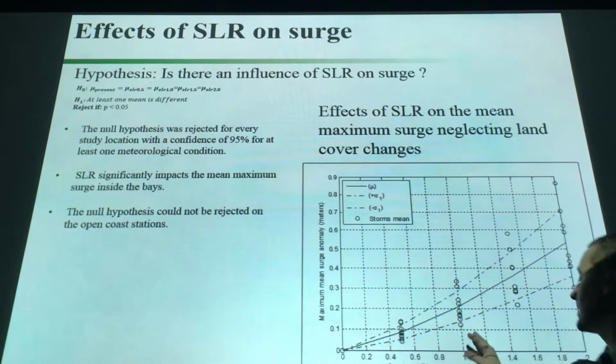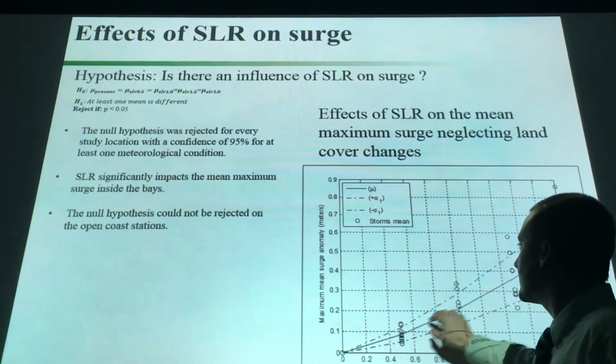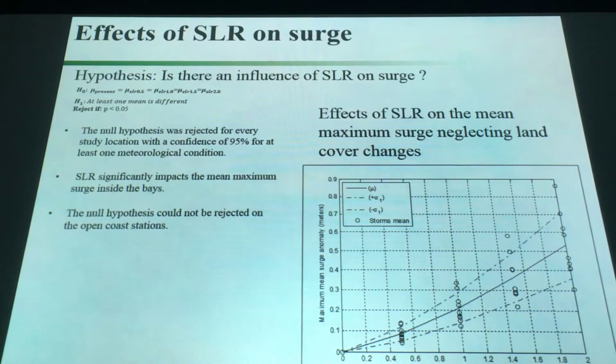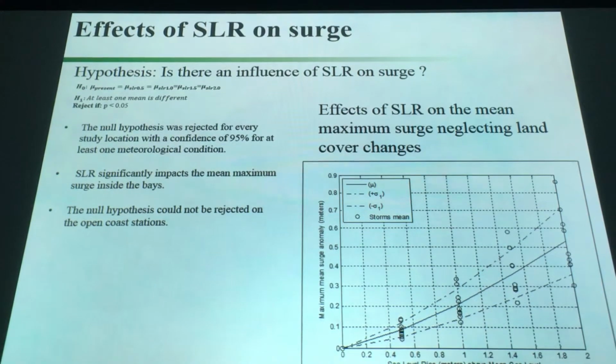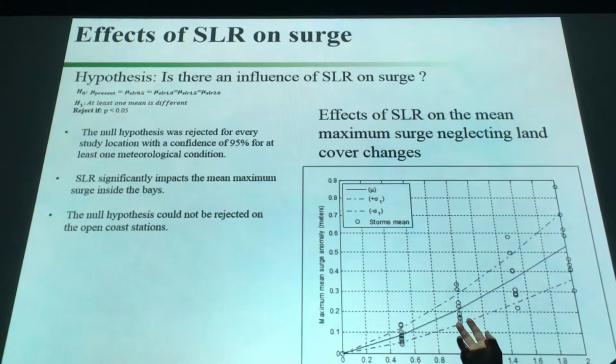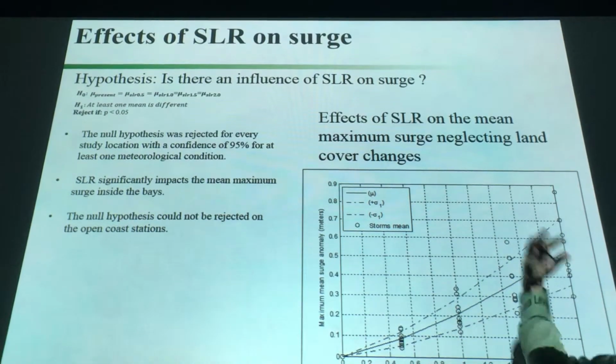For a lot of sea level rise, that story begins to change. So this is the surge anomaly, which means the difference between the surge before and after the sea level rise. So on top of the surge you had already, you're getting this on top of it.